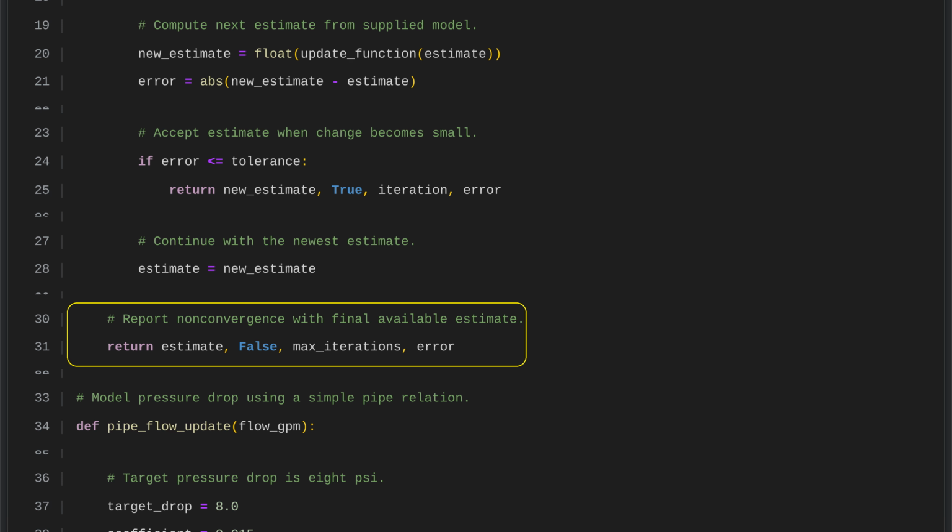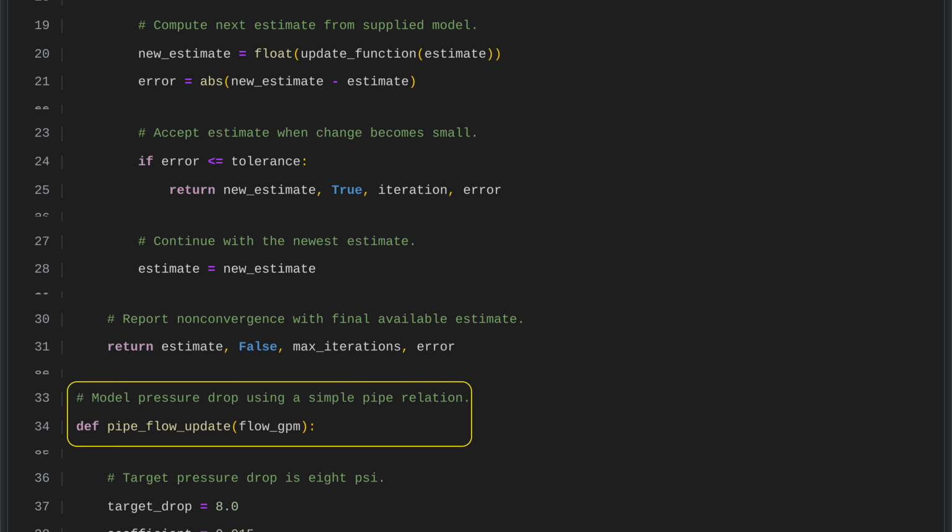If the function does not converge, it returns the last estimate, a false convergence flag, the maximum number of iterations reached, and the final error. Together, these values show that the method stopped without meeting the desired tolerance and indicate how close the last estimate was.